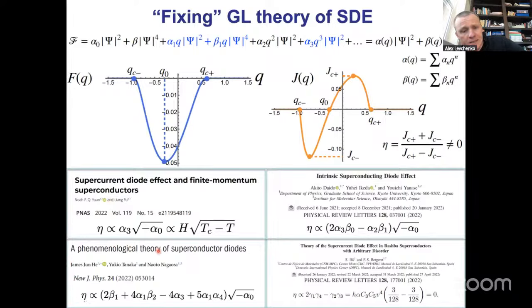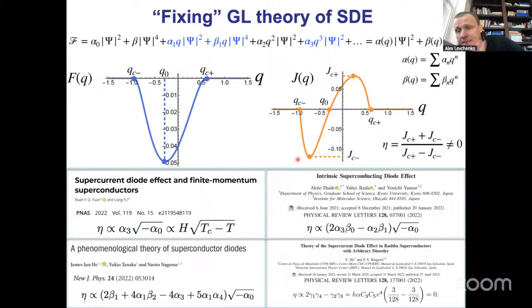The group from Japan used a phenomenological approach, similar to a GL fashion. Another group from Japan used a more numerical approach. This group from Spain used a semi-classical Eilenberger equation approach to calculate this diode efficiency.